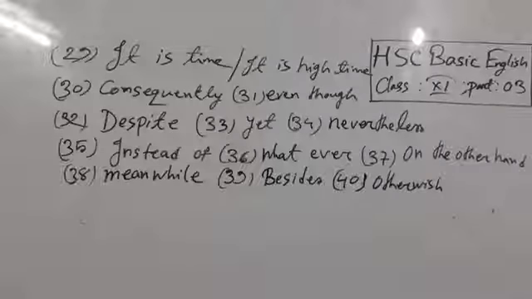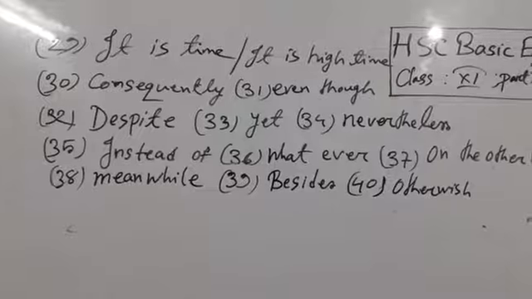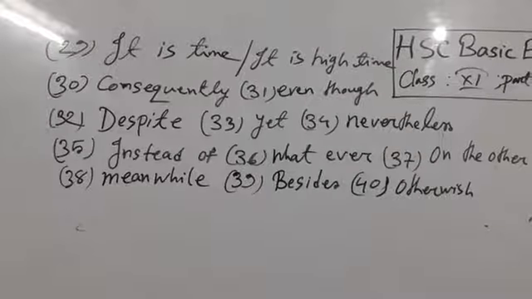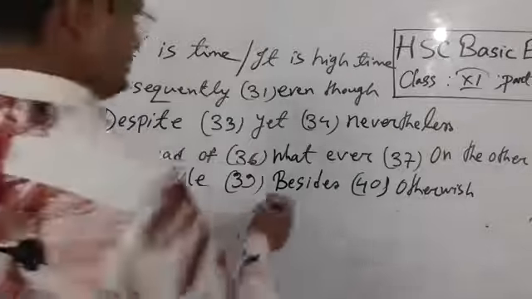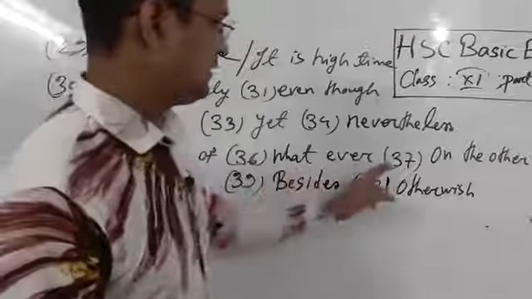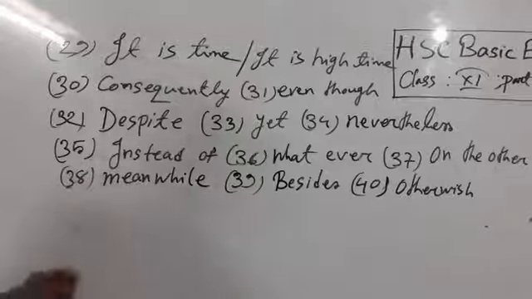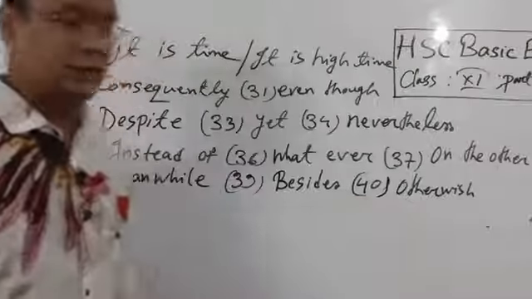So students, these are all 40 words here. You can see 29 is it's time or it's high time, 30 consequently, 31 even though, 32 despite, 33 yet, 34 nevertheless, 35 instead of, 36 whatever, 37 on the other hand, 38 meanwhile, 39 besides, and 40 otherwise.